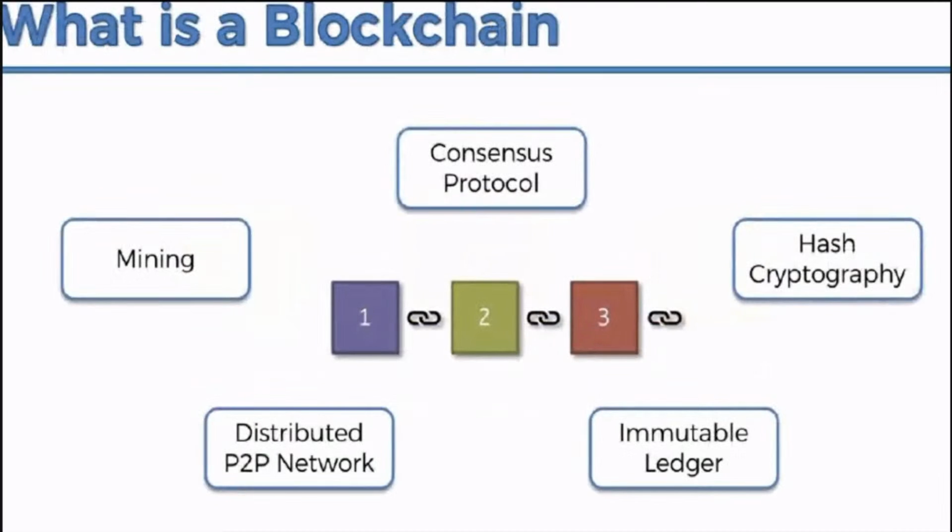I'm going through this in a superficial way because I want to reach all sets of our audience. Blockchain mainly has five important features: hash cryptography, immutable ledger, distributed peer-to-peer network, mining, and consensus protocol. Let me go over the detailed concepts of each one by one.